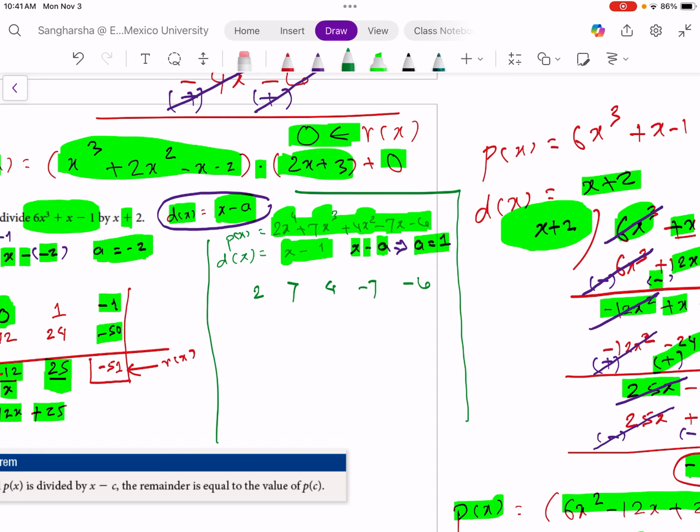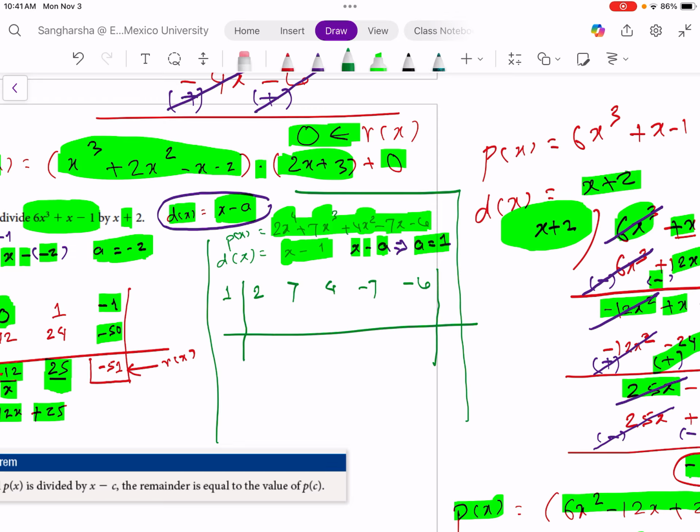Now, in case there was no 7x, what difference would we see here? Instead of negative 7, we will have 0. In a similar way, if 7x cubed was missing, instead of this 7, you must have a 0. So if there is any missing term in the middle of the polynomial, make sure to have a 0 as the coefficient. And we are dividing these coefficients by our a, which is 1.